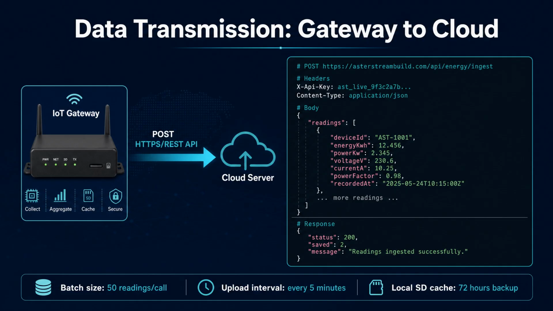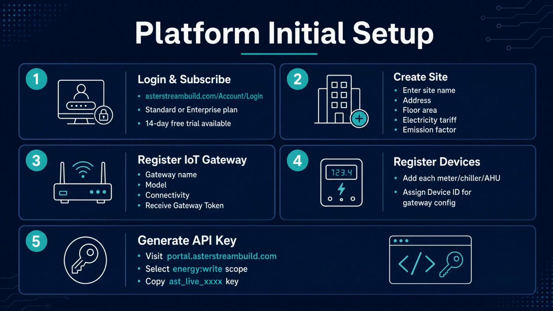authenticate data transmission. Inside the main platform, navigate to the Sites menu to add your facility. You will enter details such as the site name, address, floor area, electricity tariff, and the local grid emission factor. This information is vital for accurate cost calculations and ESG reporting.